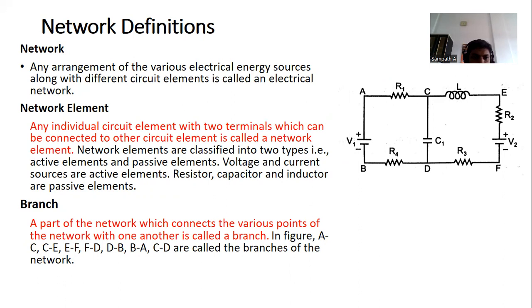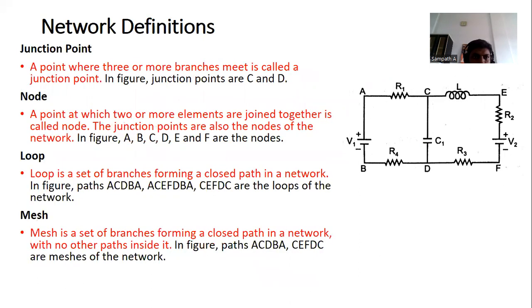It's called a branch. A joining point, where two or more elements are joined at a particular junction, is called a junction point or joining point. That is also called a node. A point where more than two elements are connected is called a node. A loop is a closed loop. The number of closed loops is present in the circuit. A single closed loop is called a loop. That is also called a mesh.